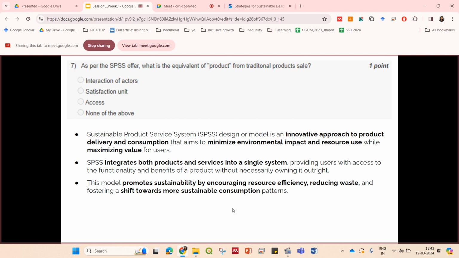So how do we do that? We try to integrate both the product and the service associated with the product into a single package or a single system, and we try to provide the user with access to the functionality and the benefit of the product without necessarily owning the product, but providing certain peripheral services associated with that particular product, which can then help increase the value, or the usability, or the benefit that the user is getting from that product. So this model basically promotes sustainability by encouraging resource efficiency, reducing waste, and fostering a shift towards more sustainable consumption patterns.